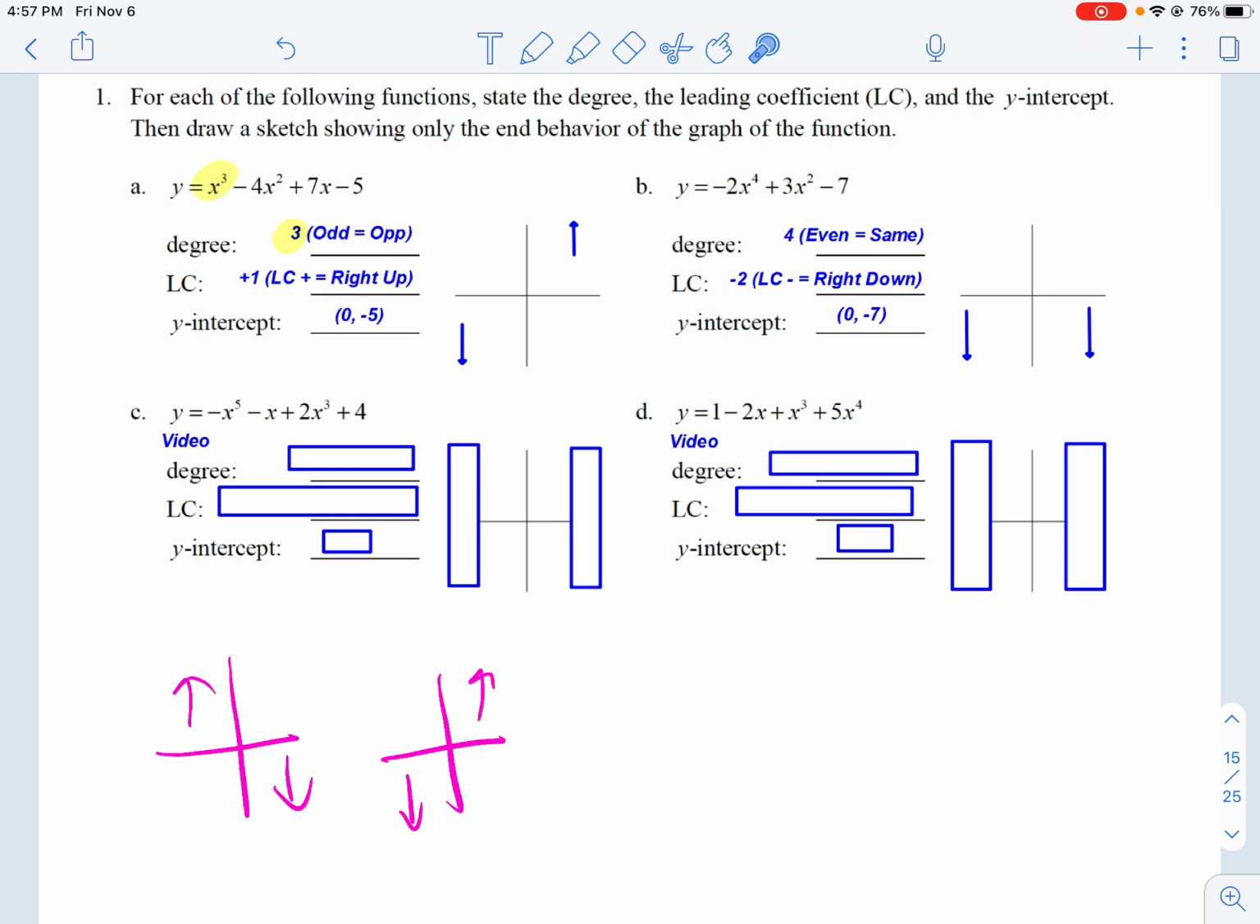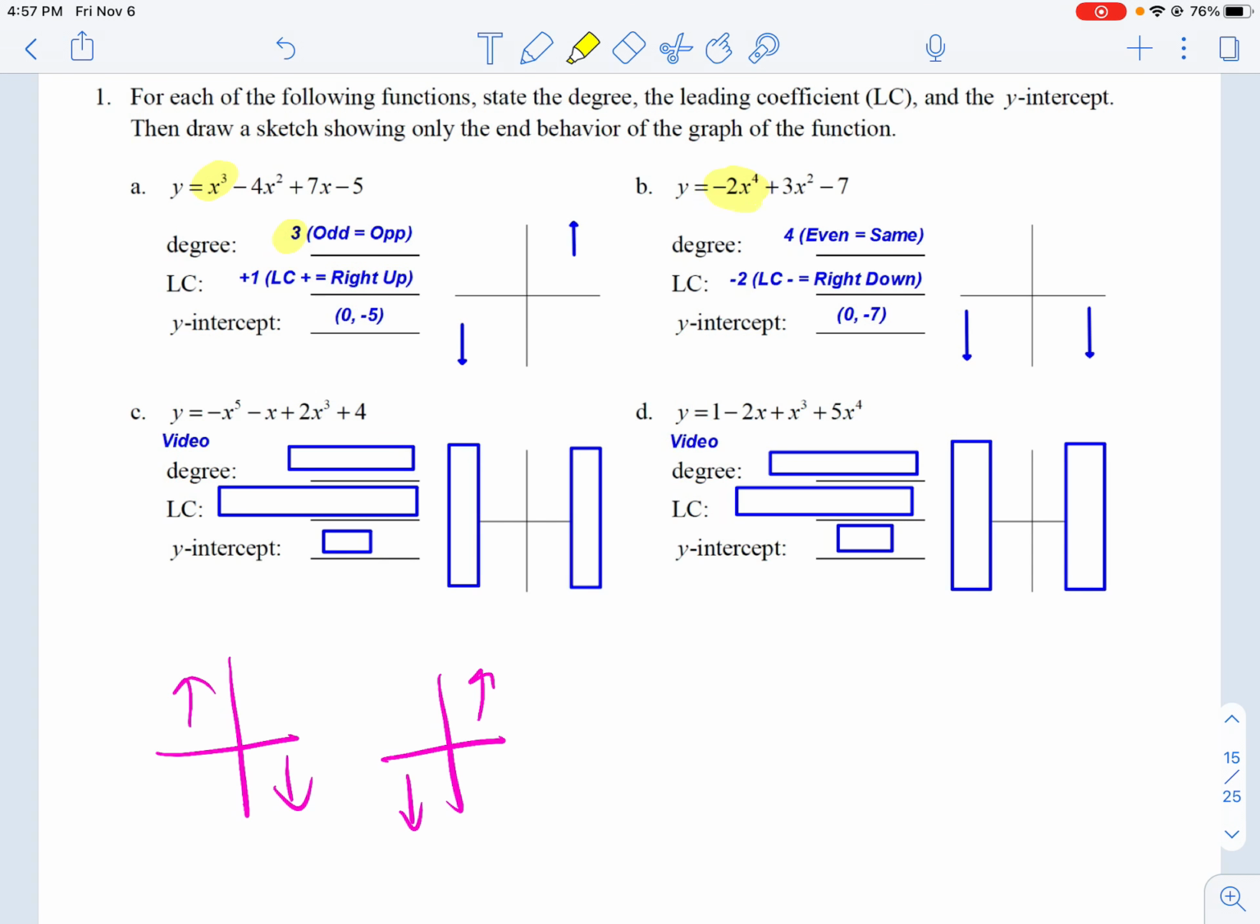Now, where did I get that y-intercept 0, -5? Remember that you get the y-intercept by plugging in 0. If I plug in 0, 0 cubed is 0, -4 times 0 is 0, 7 times 0 is 0. So technically, the constant value is your y-intercept. So that is my y-intercept, 0, -5. That's my y-intercept, 0, -7.